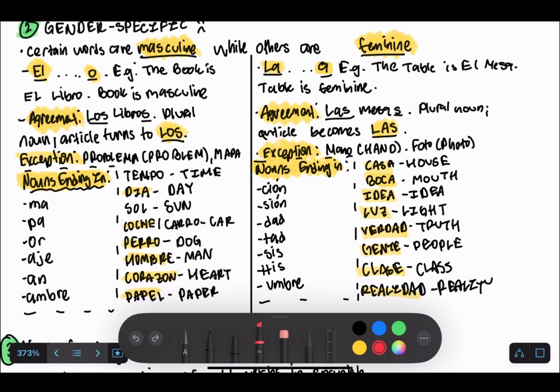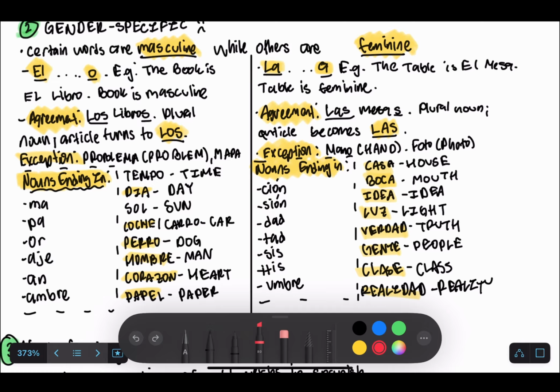Now let's look at some of the common noun endings to tell us if it's going to be a feminine or masculine word. For feminine, it's going to be all of these. This is really important to know. Once again, if you're cramming for an invitational, this is going to be really, really helpful for you to know. And then the same thing over here. These are going to be all of your really common feminine words, like house, mouth, idea, all of these. Idea is the same in Spanish and English, but these are just some of the most important ones that you should know.